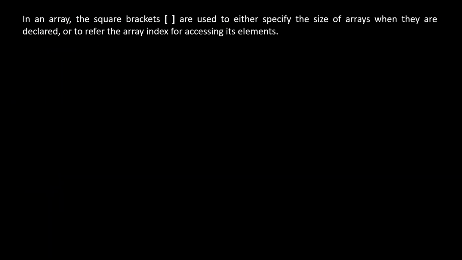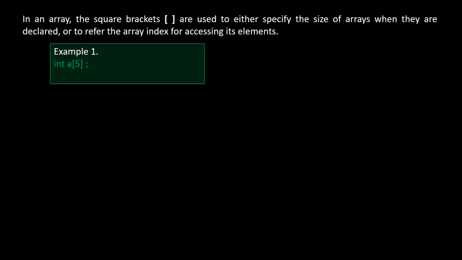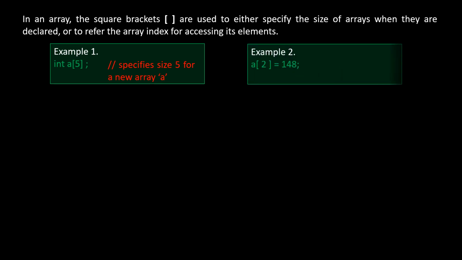In an array, the square brackets are used to either specify the size of arrays when they are declared, or to refer to the array index for accessing its elements. Example 1. int A[5]. As we know, here the square brackets specify size 5 for a new array A. Example 2. A[2] = 148. Here, index 2 of array A is assigned the value 148.